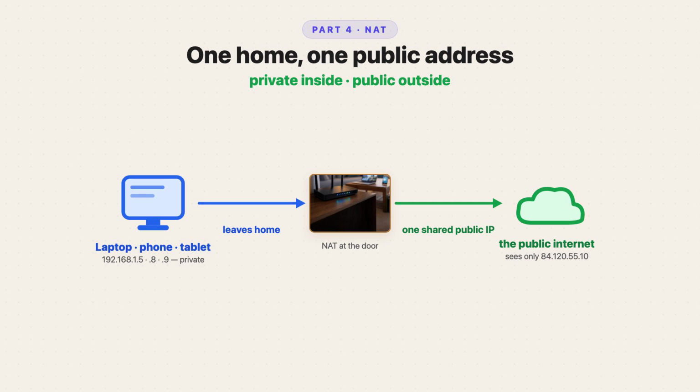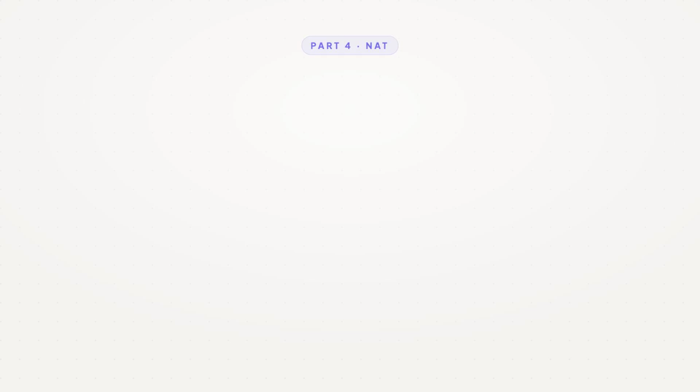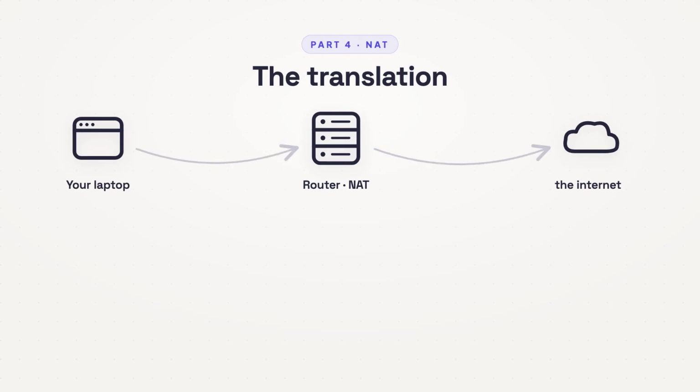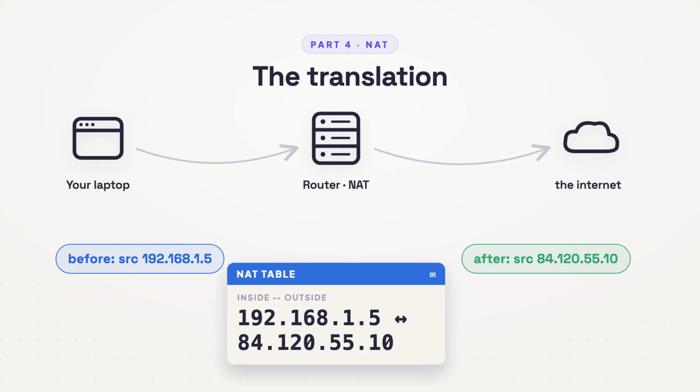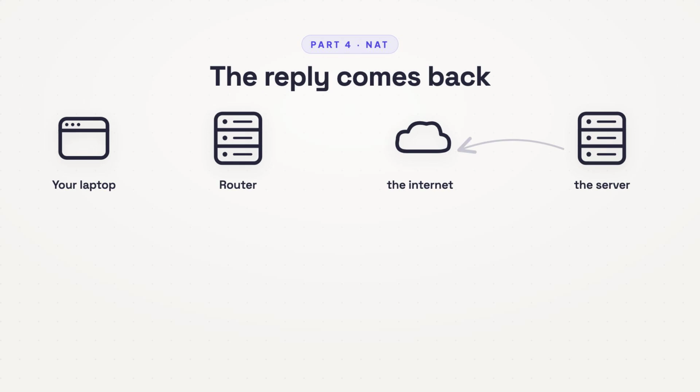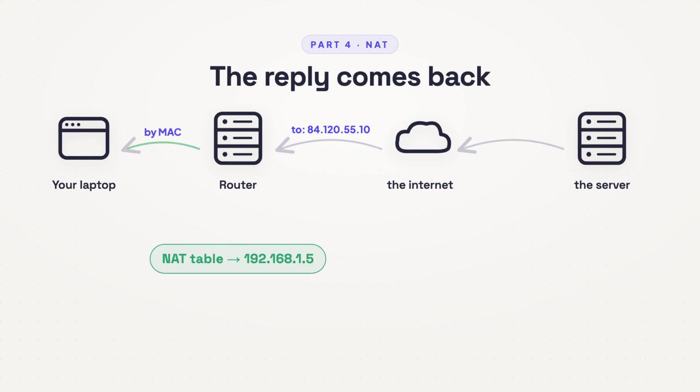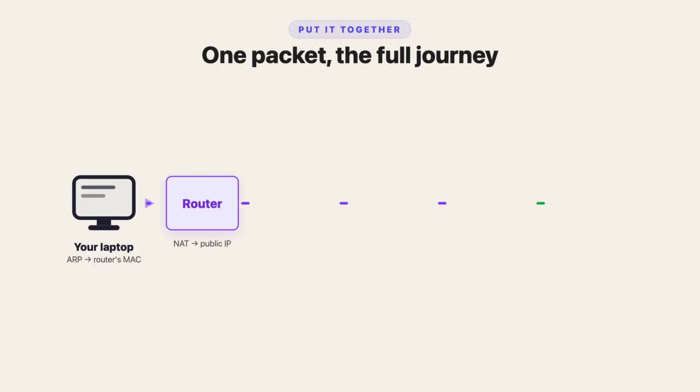Inside your home, your laptop is 192.168.1.5. Outside your home, the internet only sees your router's public IP. When your packet leaves home, the router rewrites the source IP. It changes it from your private IP to the router's public IP. Then it remembers the translation in a small table. When the server replies, it replies to the public IP. The router checks its NAT table, sees which private device started the conversation, and sends the packet back to your laptop.